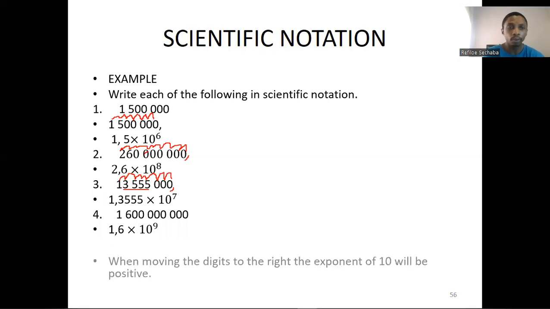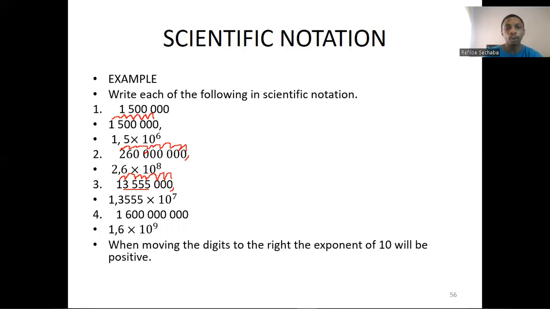Awesome. What about this one here? When moving the digits to the right, the exponent of 10 will be positive. Please write that. When moving the digits to the right, the exponent of 10 will be positive.